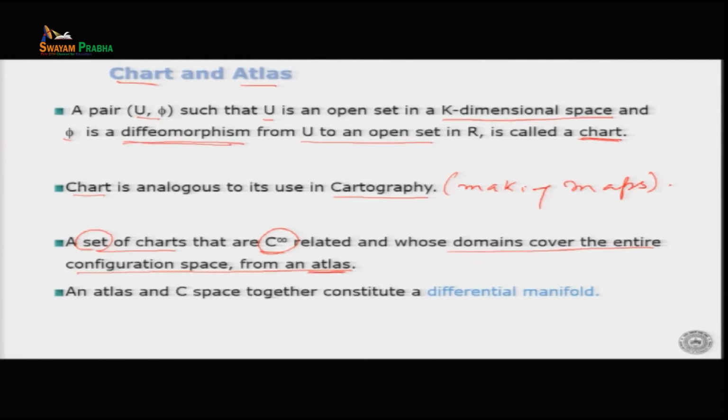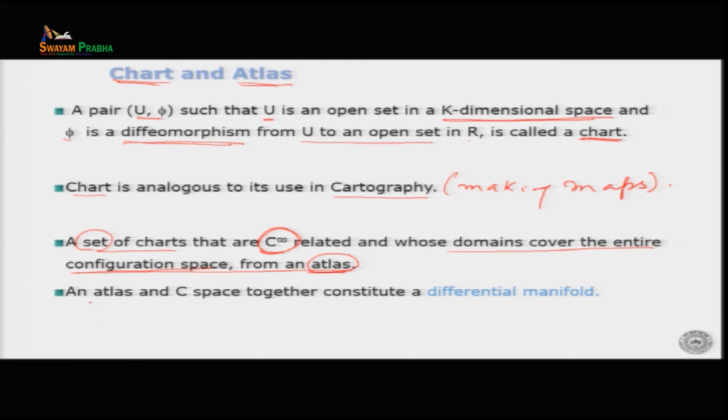Okay. So, what is a chart? A chart is a pair (U, phi) such that U is an open set in k-dimensional space and phi is a diffeomorphism from U to an open set in R. A set of charts that are C infinity continuous and related, and whose domains cover the entire configuration space, forms an atlas. So, we have two terms here: a chart and an atlas. These are also used when we go from C space to Euclidean space.